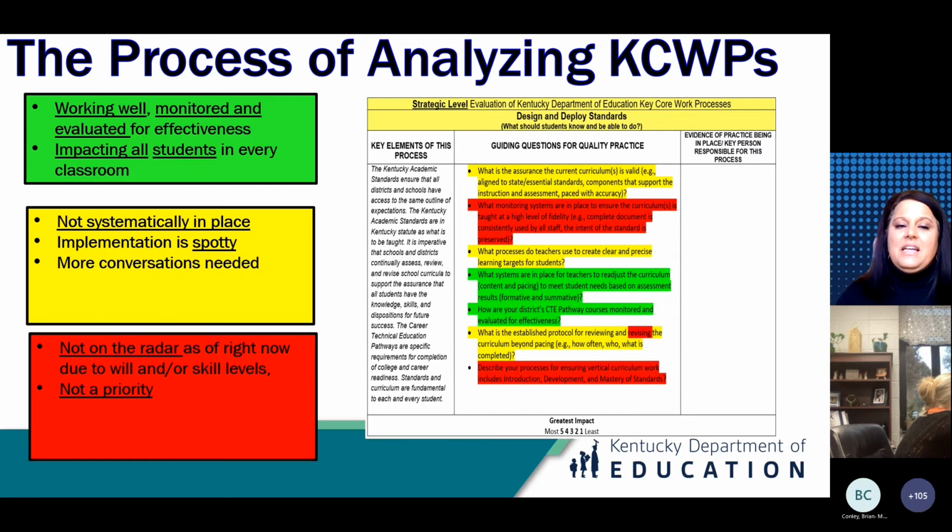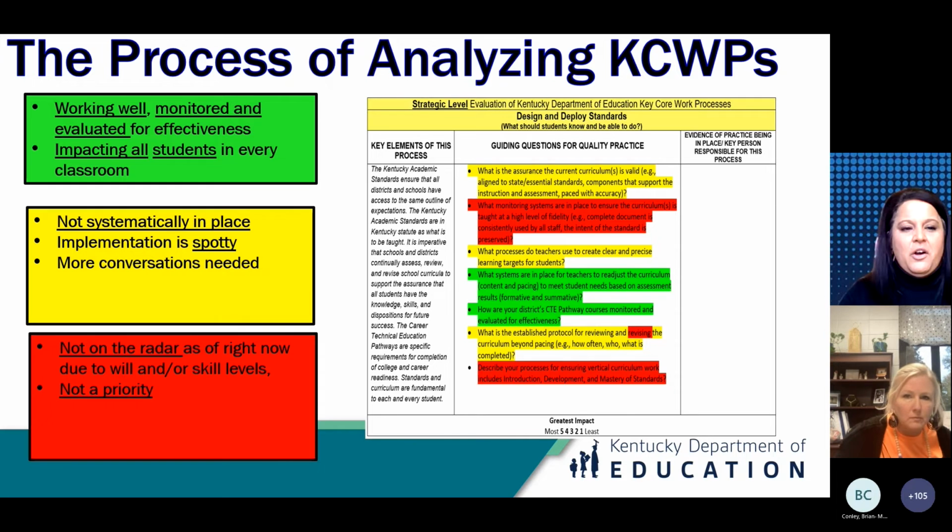But this process is what we coach schools through. We give, again, in this document, the brief definition of what the key core work process is so that everyone's on the same page and we can refer back to it ongoing as we're going through this process. But in the center of the document, we've provided guiding questions for quality practice. So this gives us a guidepost of how we can identify those strengths, those things that we're doing well, and then those areas of priority for the things that we want to move and improve.